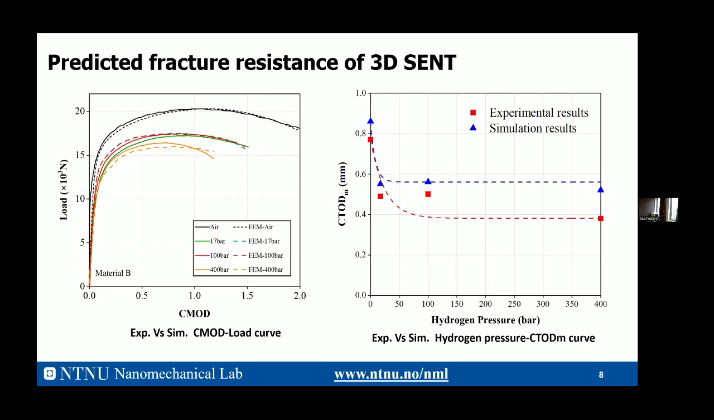And the right figure also shows the results of the experiment and the simulation. The blue one is the simulation result, and the red one is the experimental result. It shows the same trend: with the increase of the hydrogen, the magnitude of the load drops for the specimen.